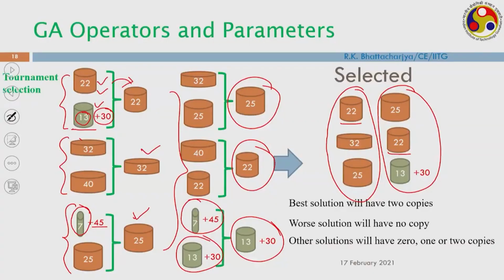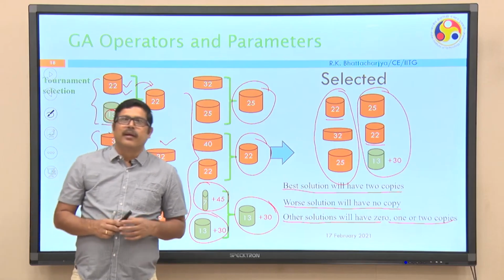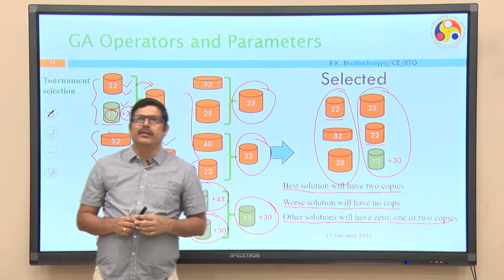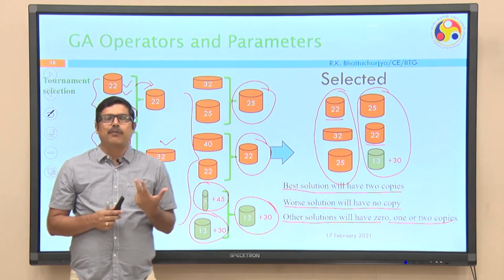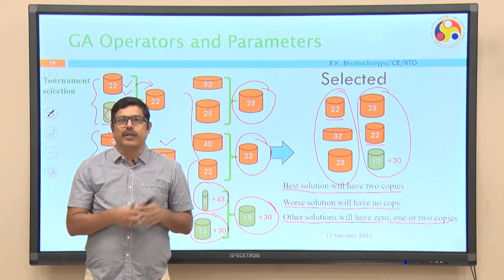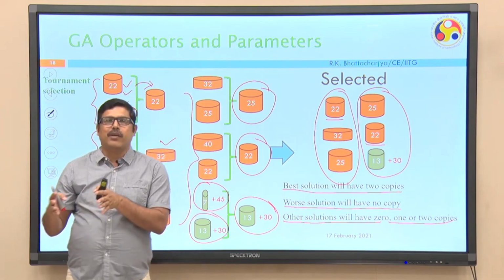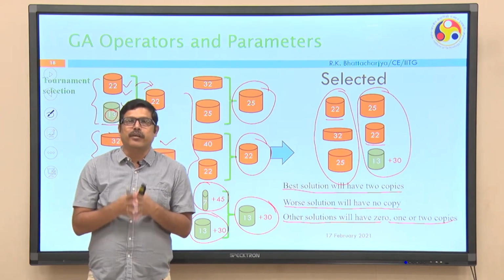Okay. So, finally, I can conclude that the best solution will have 2 copies, the worst solution will not have any copy, and the other solutions will have 0, 1 or 2 copies. Now, if you look at what I am doing here, my tournament size is 2 in this case. And therefore, I am playing this tournament for 2 rounds. In the first round I am getting 3 solutions, and in the second round I am getting another 3 solutions, is it not?